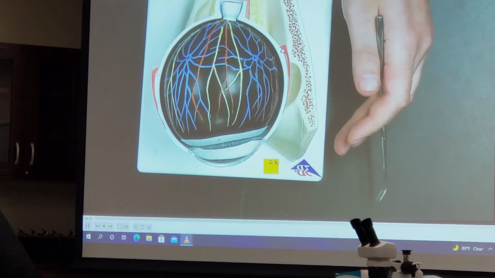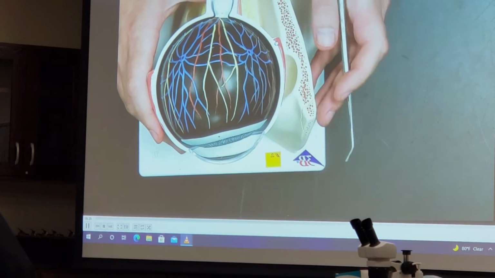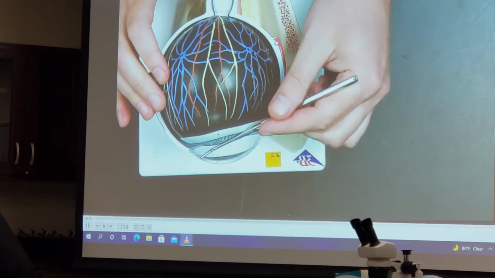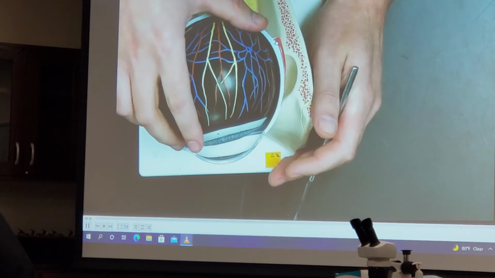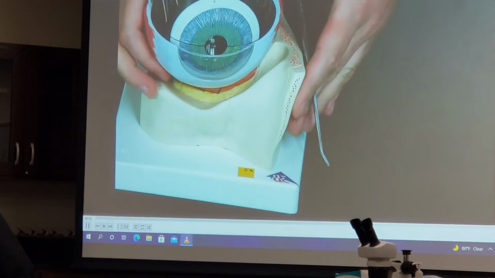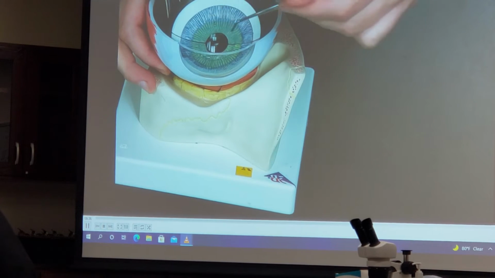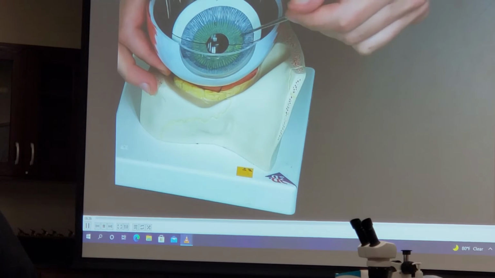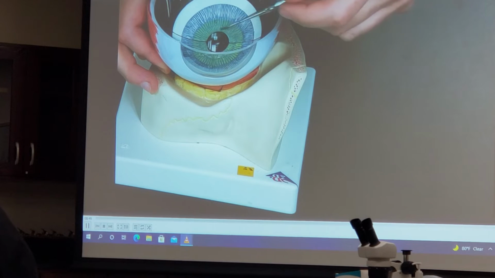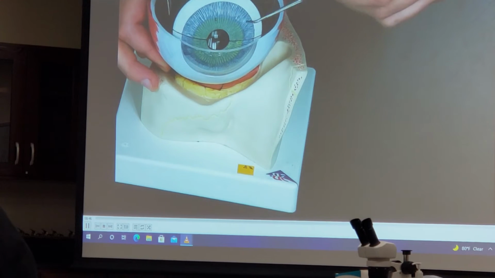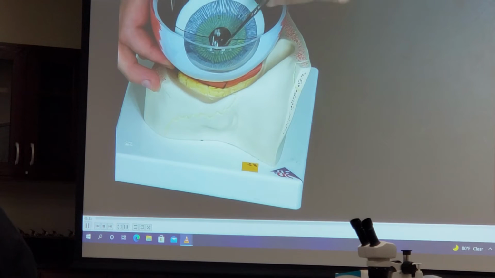We are now at the level of the middle layer, which is the vascular layer, and that contains the vasculature, which is the choroid. Here we can see the iris, so that's going to be based on the pigmentation here, the concentration of melanin, the lack of melanin, other pigments that we'll find in the area, that will dictate what your eye color is. Here's the iris. This is the pupil. That's the opening.